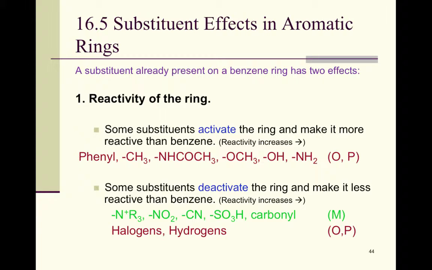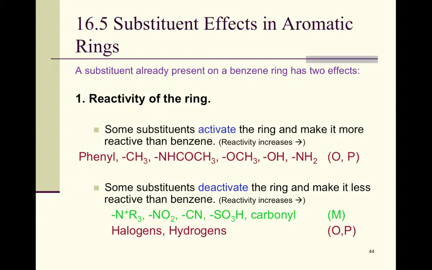Now, they always put hydrogens in this list. It's a little confusing to me because all benzene rings have hydrogen on them. So we'll just add it to the list because we see that in the book, but we'll go ahead and not have to worry about it because all benzene rings are going to have hydrogens on them.